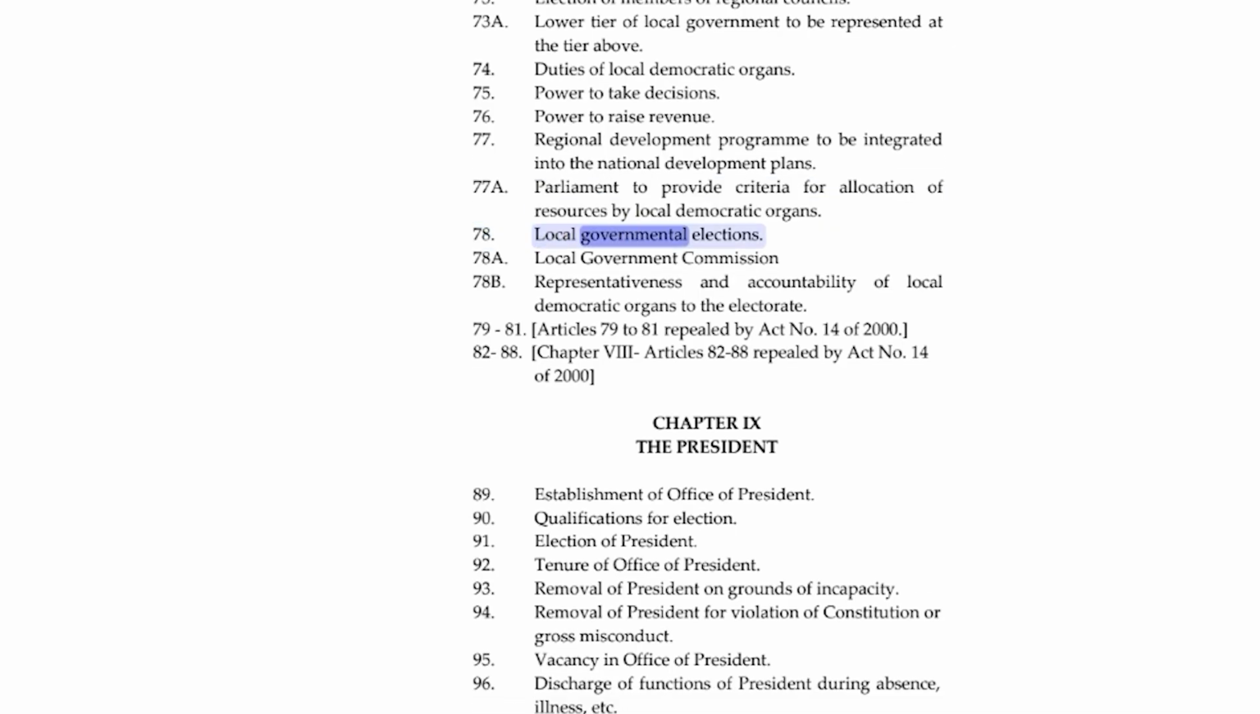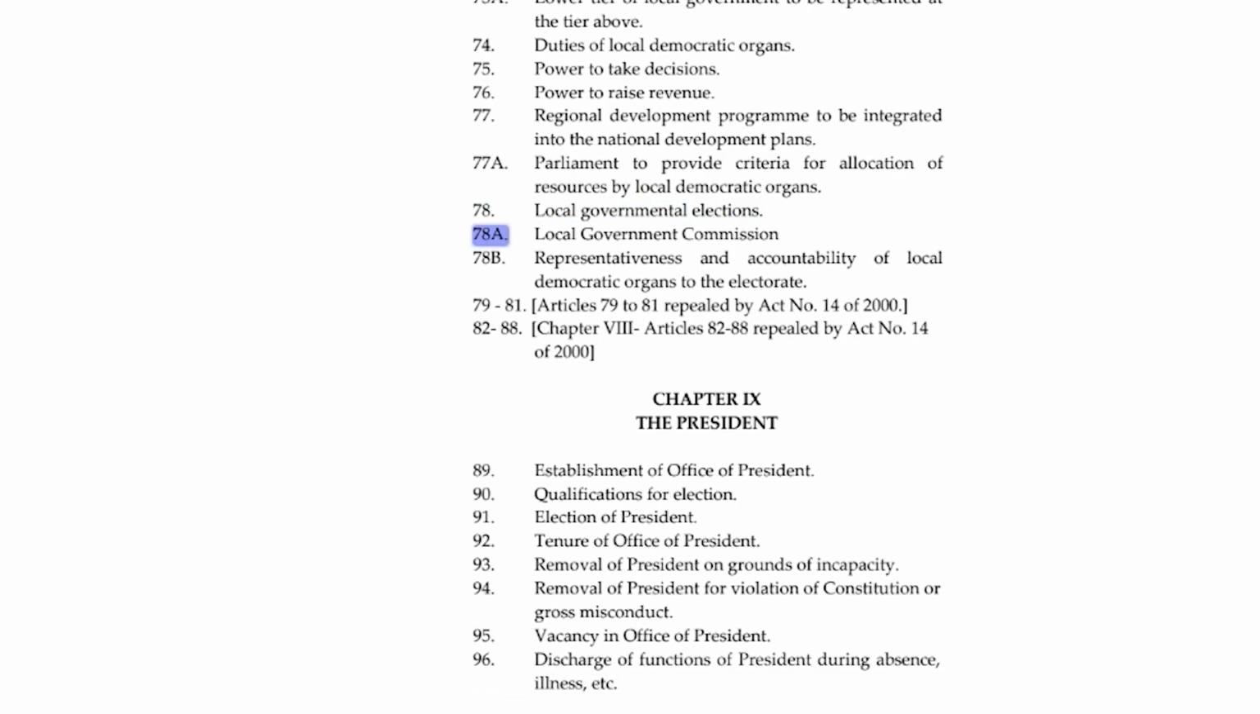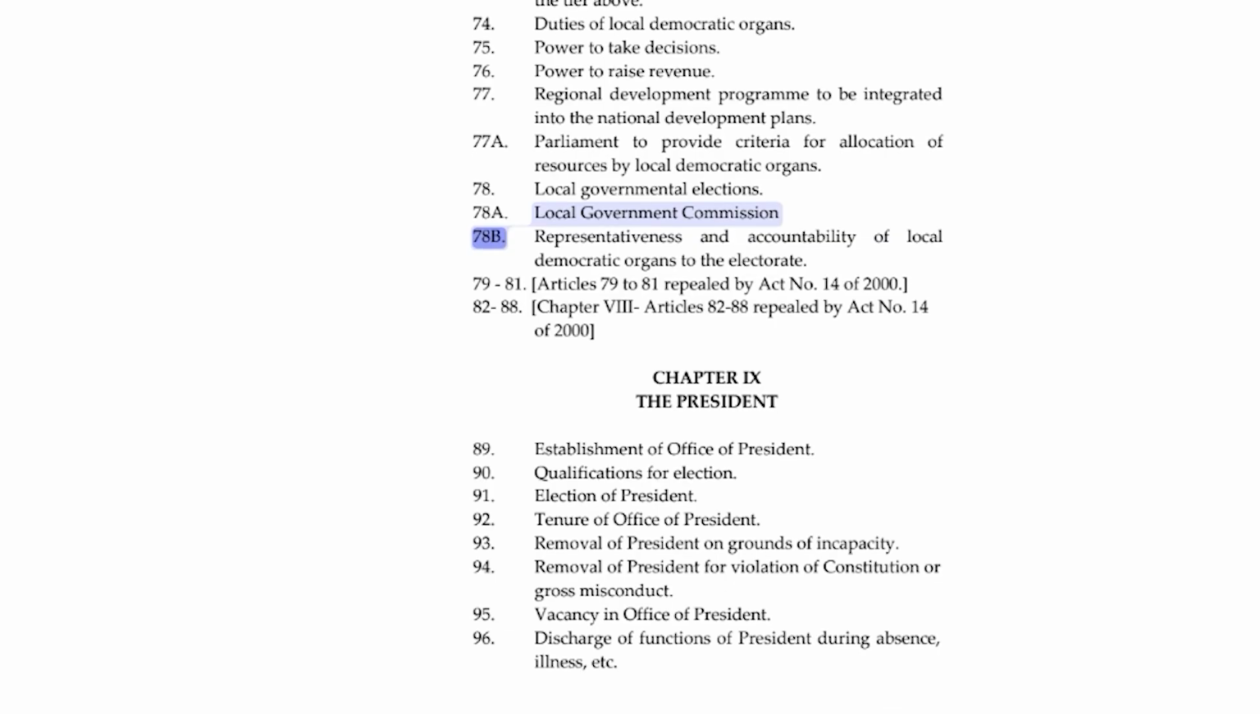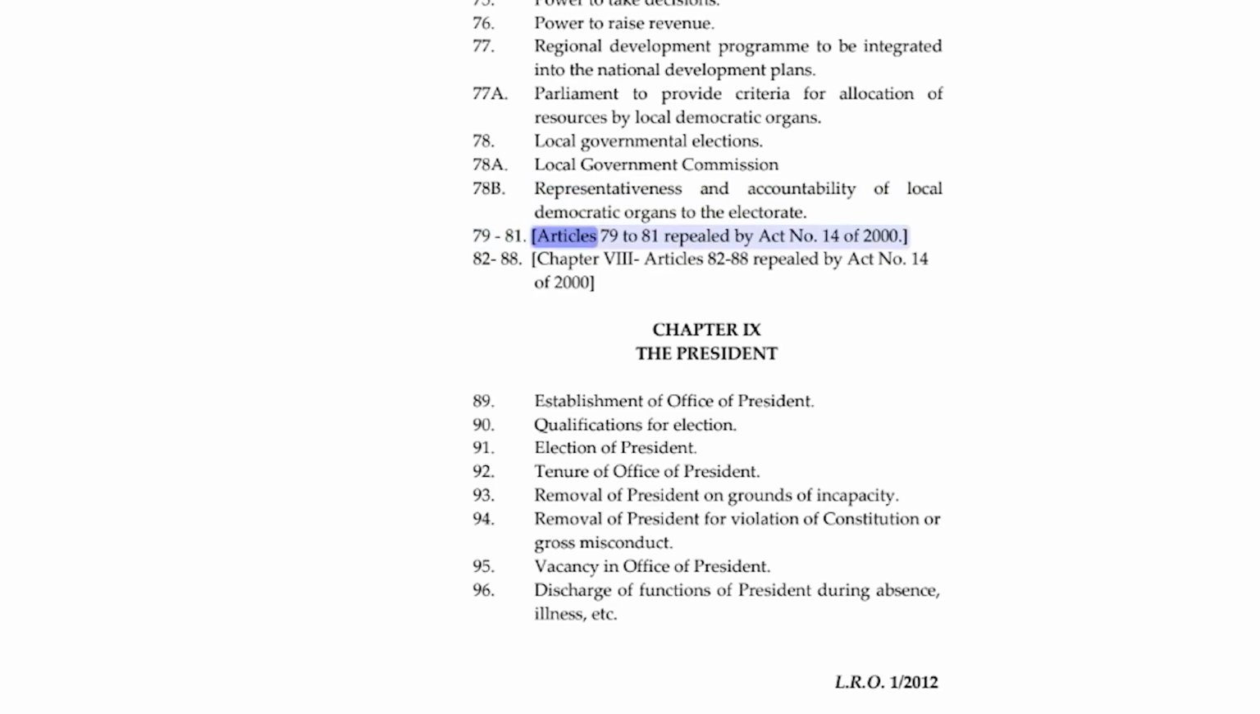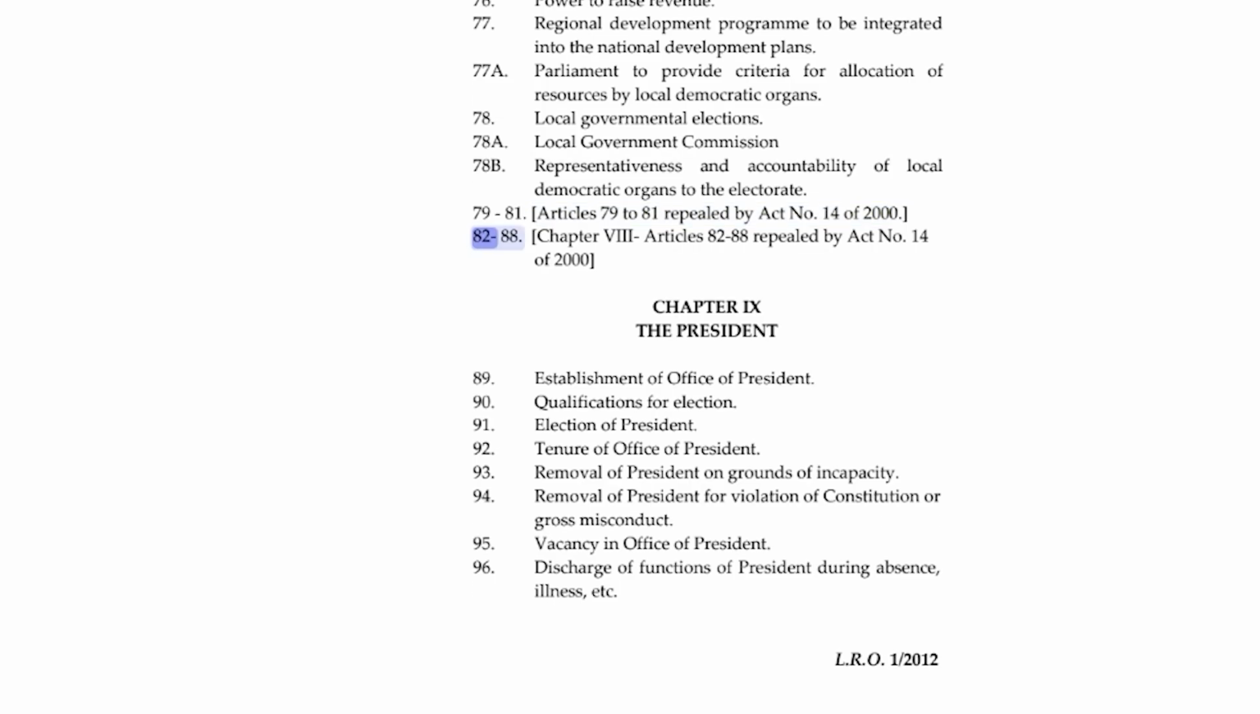78. Local governmental elections. 78A. Local Government Commission. 78B. Representativeness and accountability of local democratic organs to the electorate. 79 to 81. Articles 79 to 81 repealed by Act No. 14 of 2000. 82 to 88. Chapter 8, Articles 82-88, repealed by Act No. 14 of 2000.